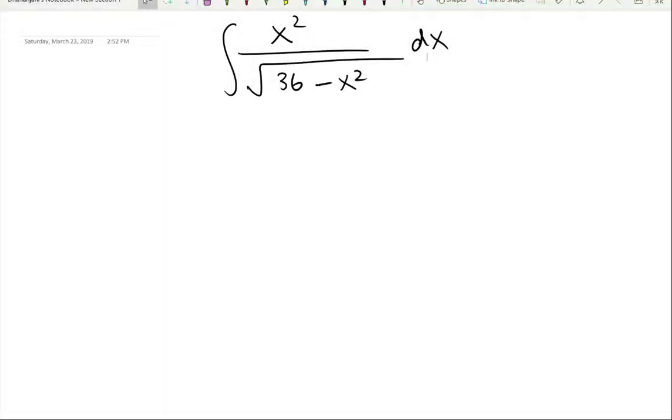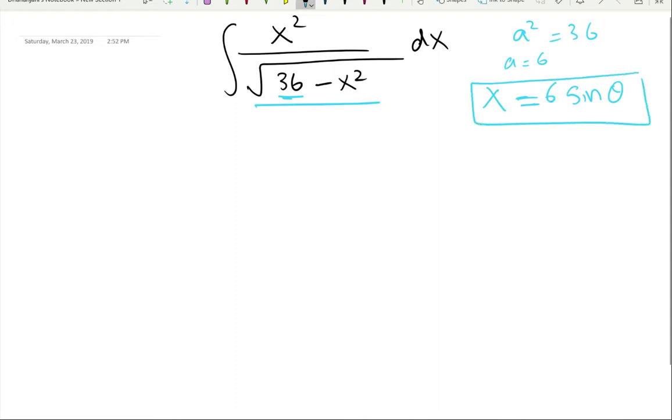Alright, so let's solve this integral using trigonometric substitution. First of all, what's the substitution? Look at the square root part. From the table, I know it has something to do with sine. A squared is 36, so the square root of 36 is 6, so A is 6, right? So decide that very carefully. x equal to 6 sine theta is the correct substitution.